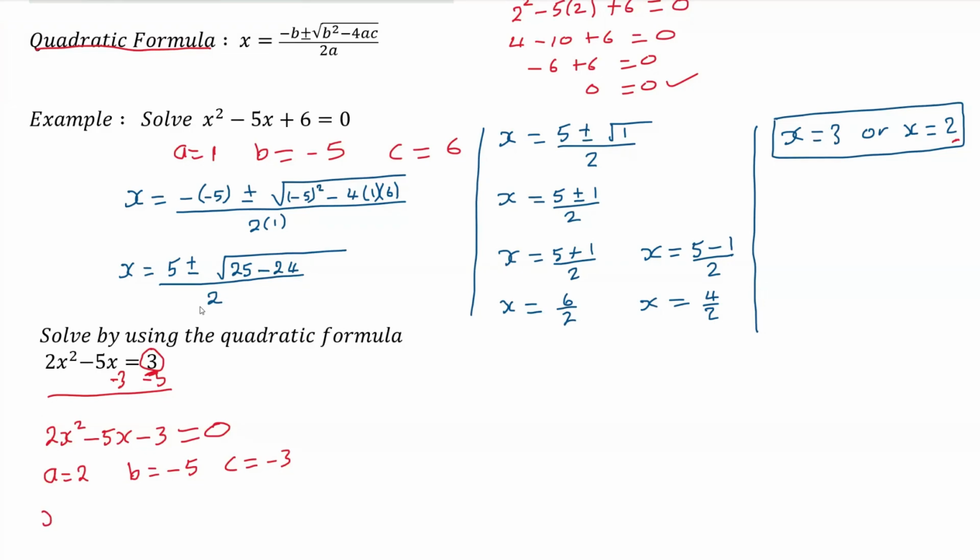So X now is equal to minus B, so we get double negative again, plus or minus the square root of minus B squared minus 4 times A, which is 2, times C, which is negative 3, all over 2 times A, which is 2.